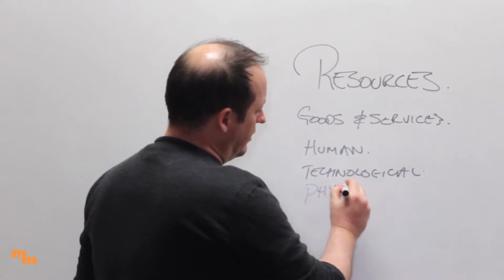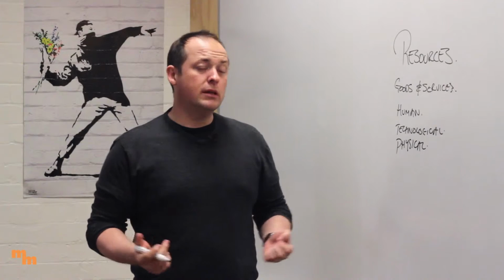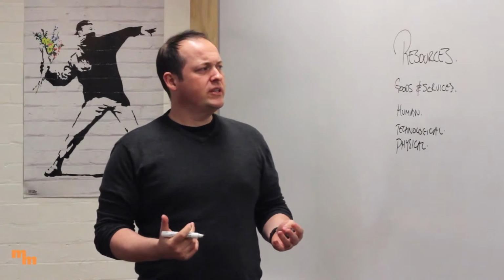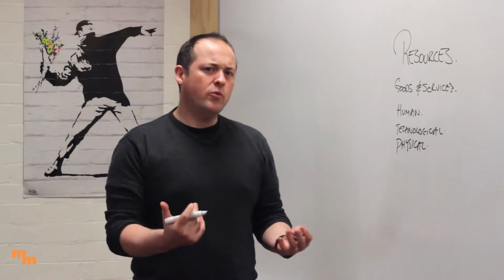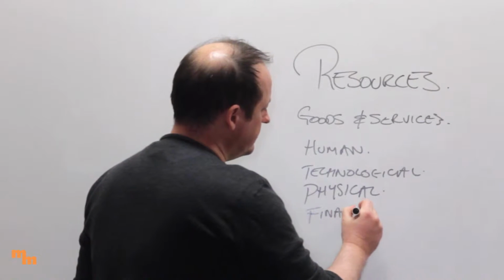When we look at the physical element, we're looking at your physical resources, your buildings. Do I actually have a premises? Do I have a warehouse? Do I have a shop front? What are the things that I have there? We look at your financial resources.